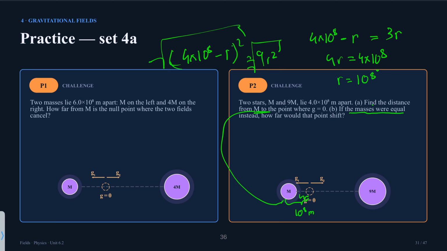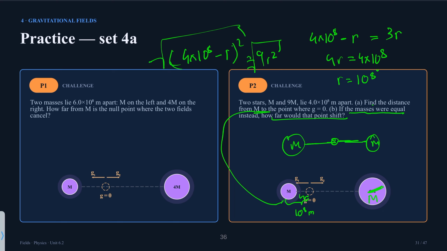If the masses were equal instead, how far would that point shift? So if the masses were equal, then what happens is you can represent this as basically M and M. Actually, let me draw a new diagram to make this easier. The point where G is equal to 0 is going to be directly in between, right? They have the same mass, so it has to have the same distance for it to be equal.